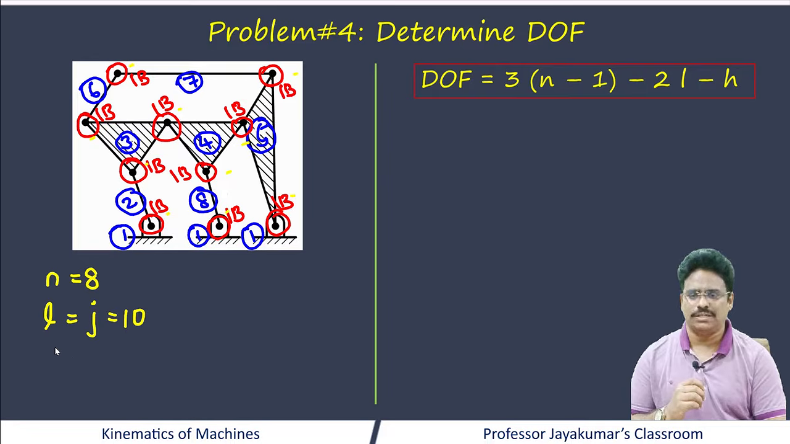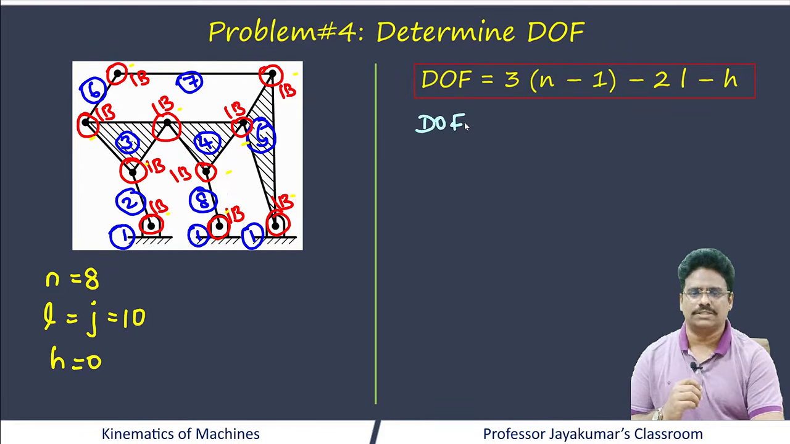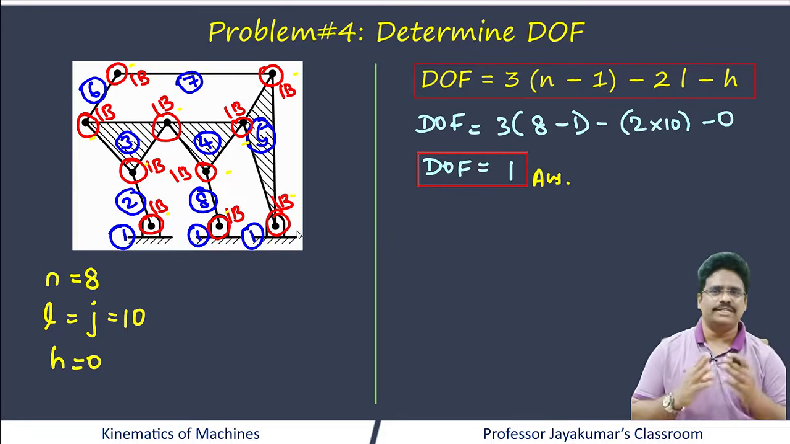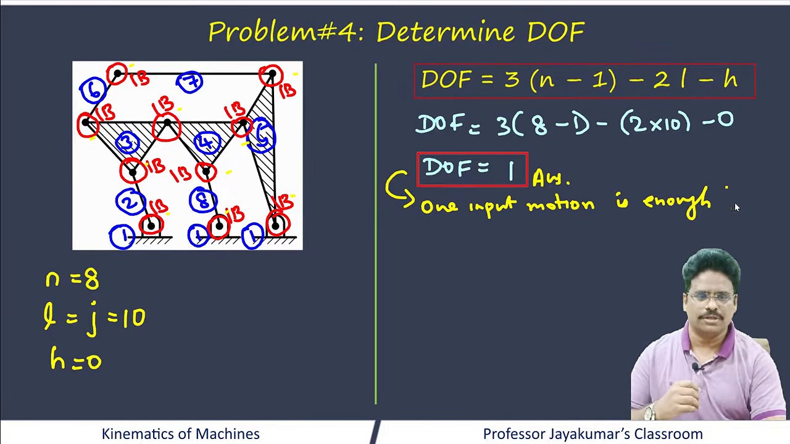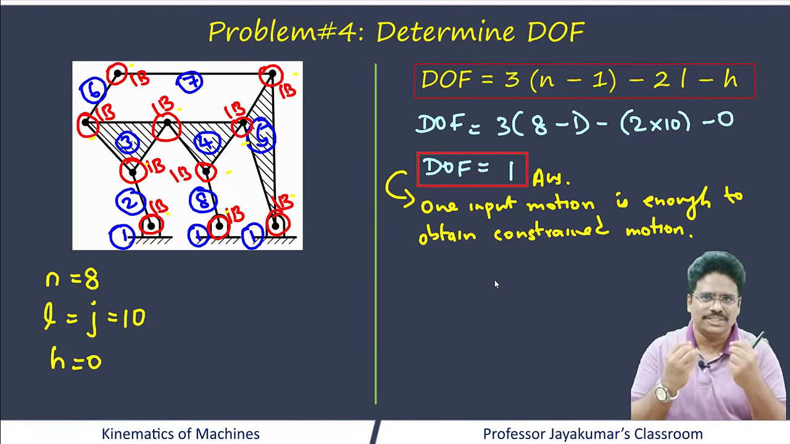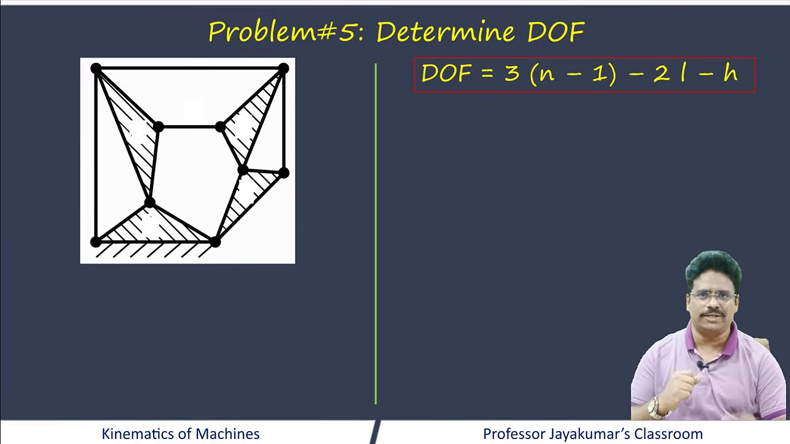Is there any higher pair? No. So substitute them, we will get the answer. So we get degrees of freedom equal to 1. That means we need only one input motion to actuate the mechanism, which will give us the constrained motion. We'll move on to problem number 5.